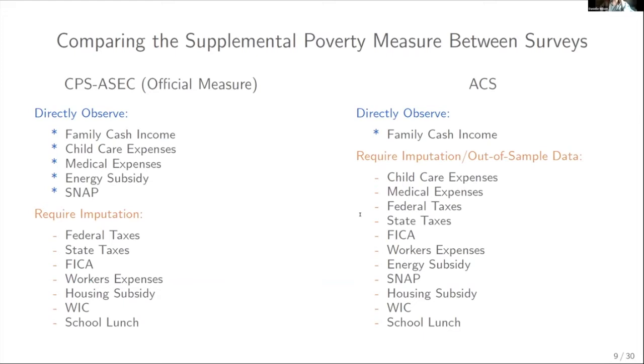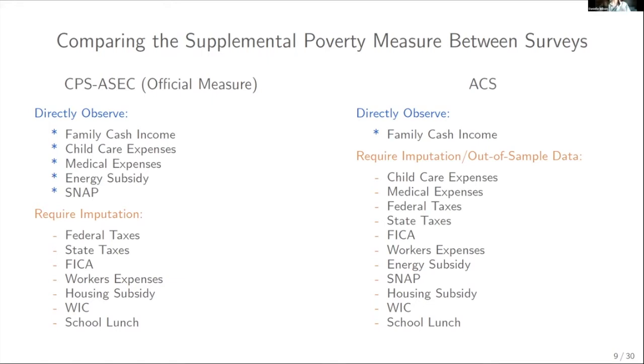Here is another comparison of what's actually observed in each survey. In the CPS-ASEC, or the more detailed but smaller survey, you directly observe 5 components identified with blue stars: family cash income, child expenses, medical expenses, energy subsidy, and SNAP. There is additional imputation, it's imperfect, but some of those components that require imputation use administrative simulations, or simulations that use administrative data. So they are still relatively better than the imputations in the ACS.